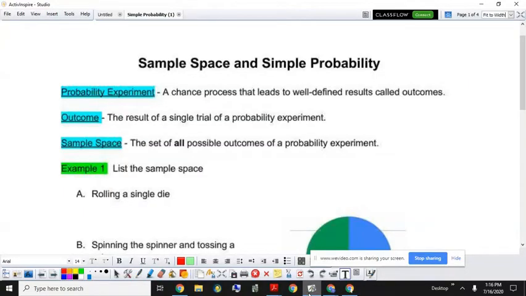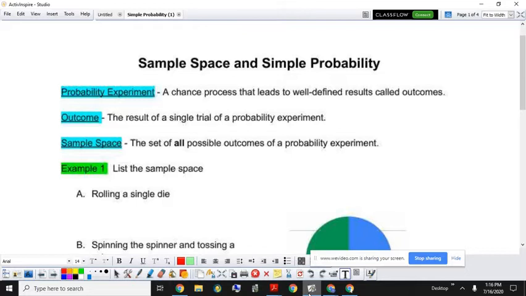Hi, today we're going to talk about sample space and simple probability. This is the start of our probability chapter. I have highlighted in blue terms and definitions that you need to know in this section, and then in green will be our examples.